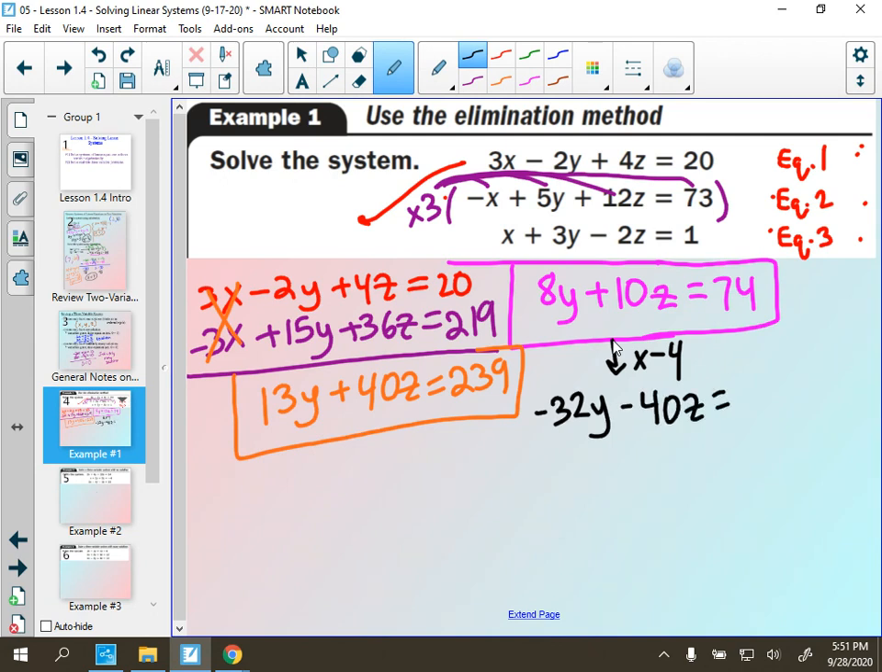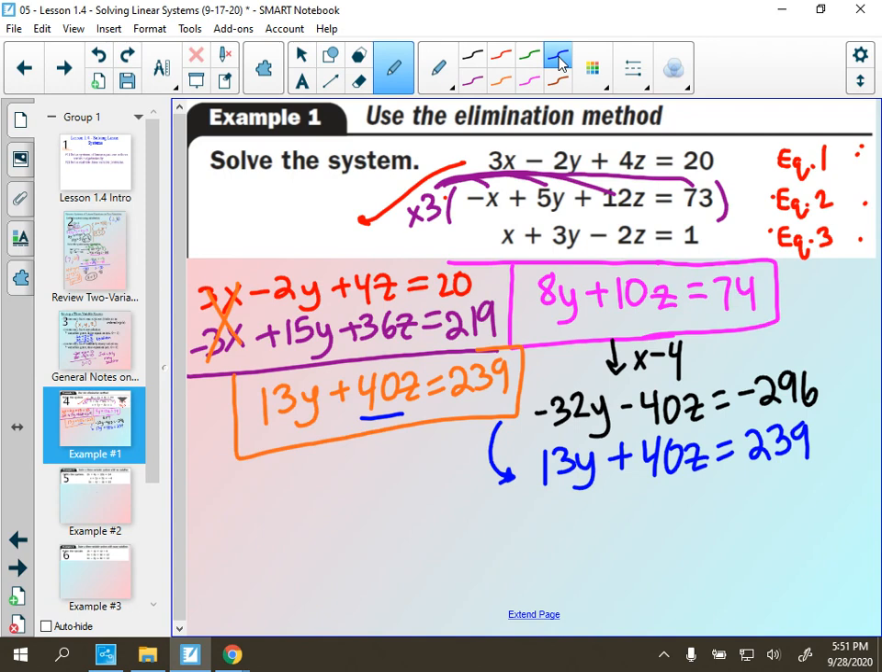And then I can come all the way over here and multiply 74 times negative 4 and get negative 296. The reason I'm doing that is because this one, if I just drop it as it is, I'm going to have a 13y, and this positive 40z. Oh, there it is. If you didn't see it yet, hopefully we're seeing it now. And then positive 239. So I didn't have to do anything to this second one.